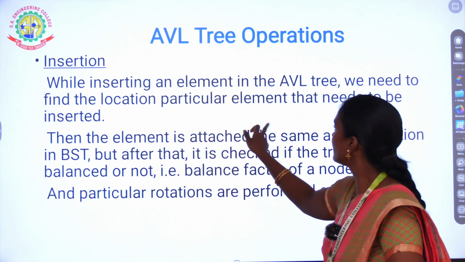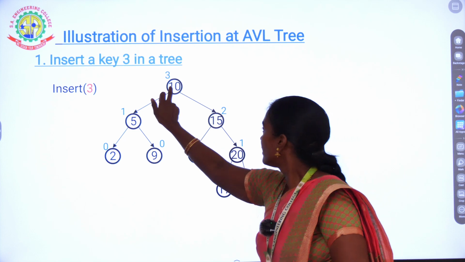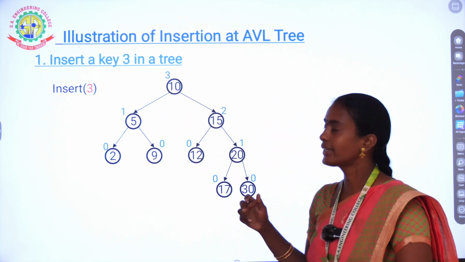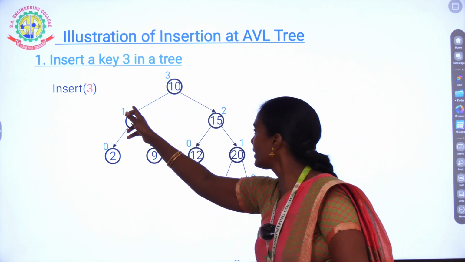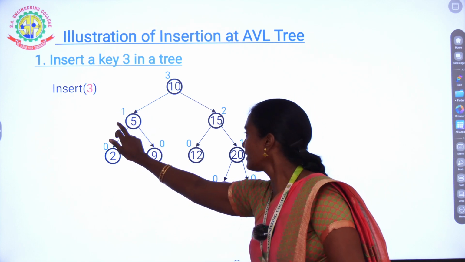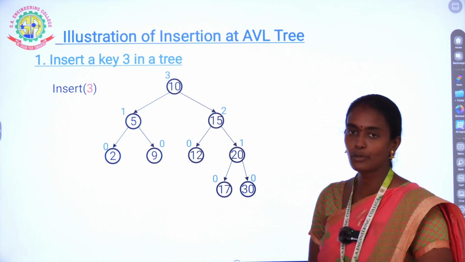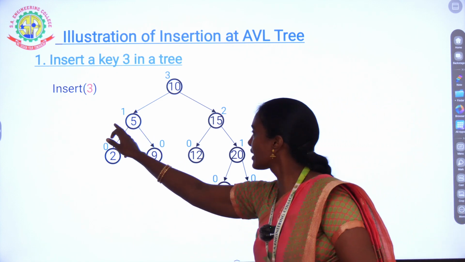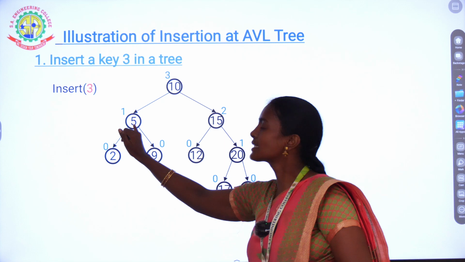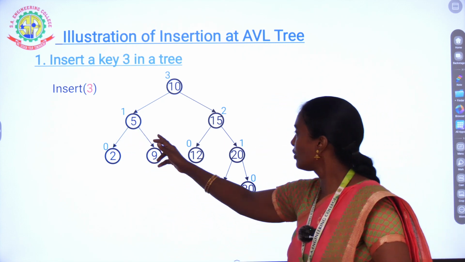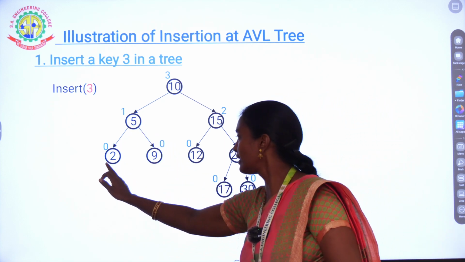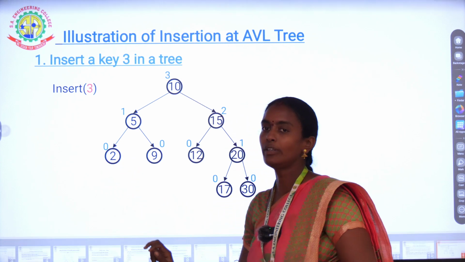Here first we are going to check the condition. Is 3 less than the root node or greater than the root node? It is less, so we move to the left side of the tree. Again we check the values at the next node. Here the node has value 5. The value 3 is less than the node 5, so again we move to the left side. Now check with the node 2.